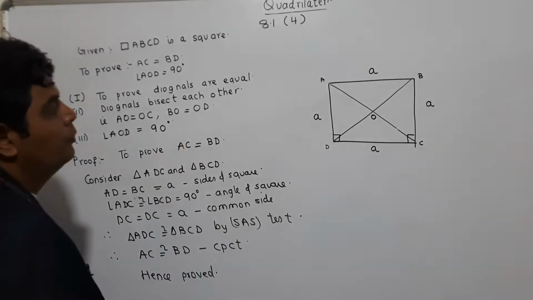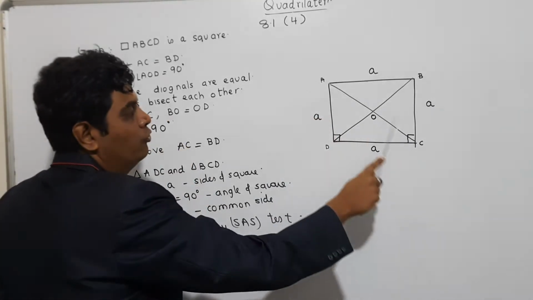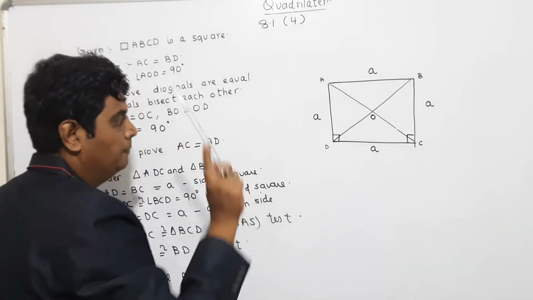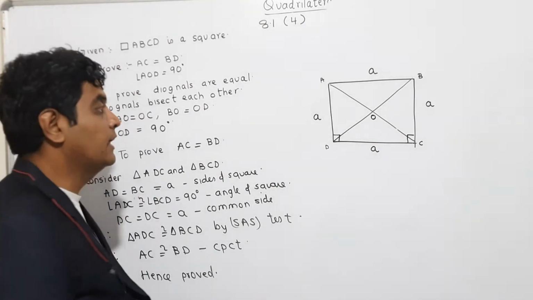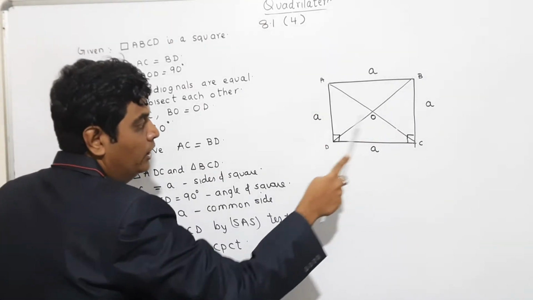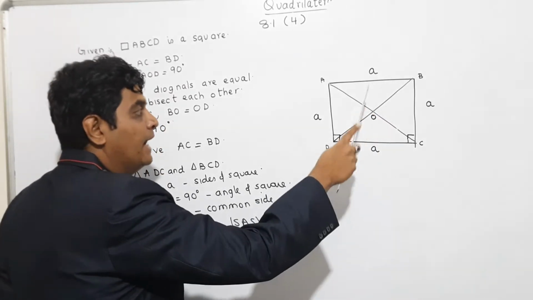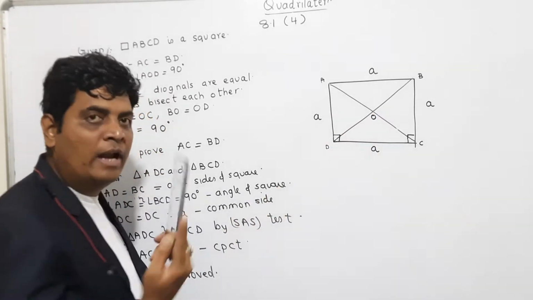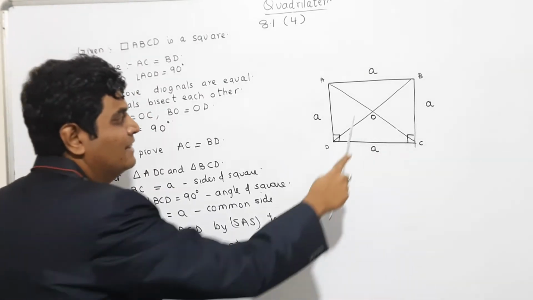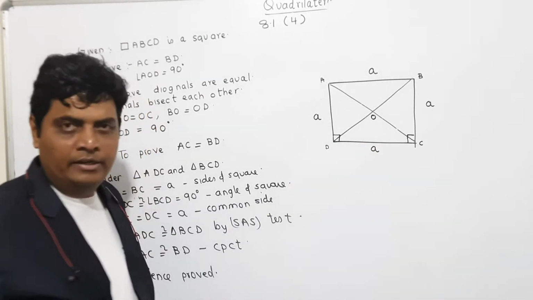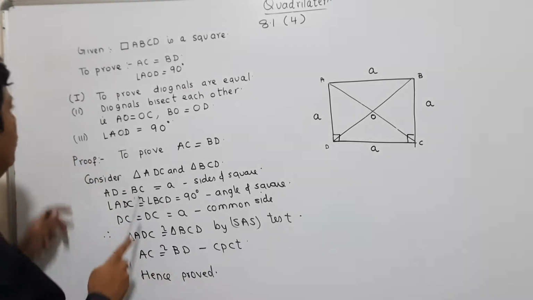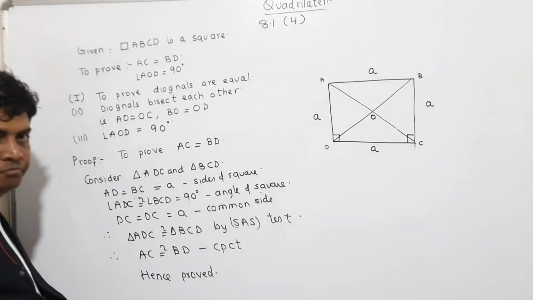They are telling me to prove that the diagonals are equal. That means I have to prove AC is equal to BD. The diagonals bisect each other. That means AO is equal to OC, DO is equal to OB, and they bisect each other at right angle. That means angle AOD is equal to 90 degree. If I prove one angle is 90 degree, automatically all become 90 degree. Got it? So this sum actually contains three parts.